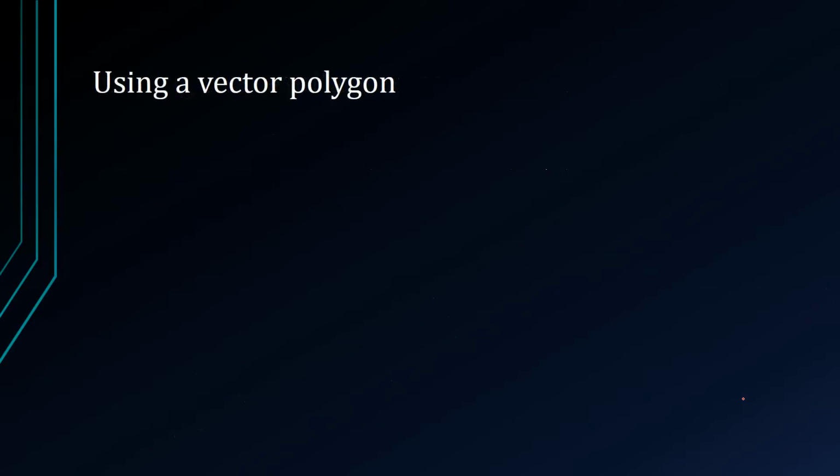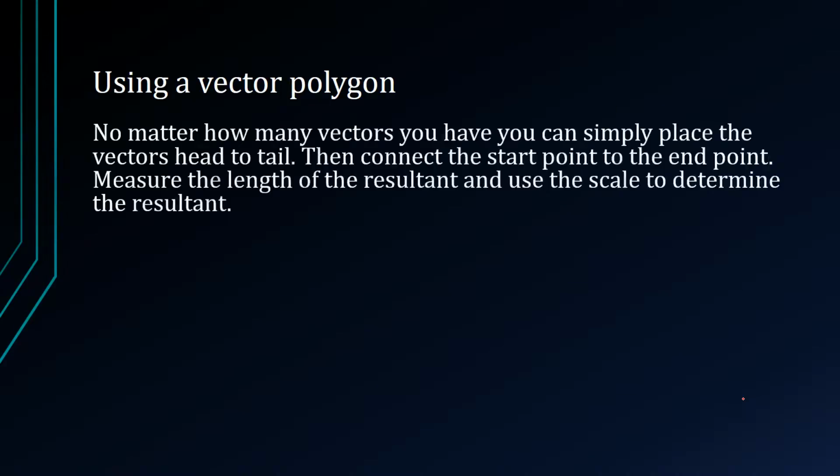Now, how do I use a polygon to actually solve multiple vectors? Remember, in all cases before, no matter what the vectors did, we simply placed the vectors head to tail. And once we finished drawing those vectors, we simply connected the start point and the end point, and the direction the arrow pointed in is the direction for that vector. Once we measure that line and use the scale, we were able to find the resultant.